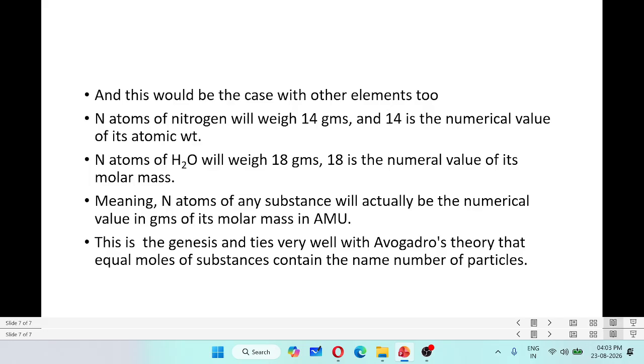Similarly, this would be the case with other elements too. N atoms of nitrogen will weigh 14 grams, and 14 is the numerical value of its atomic weight in AMU. If you take N molecules of water, H2O, that will weigh 18 grams. 18 is the numerical value of its molar mass. So N particles of any substance will weigh, in grams, the numerical value of its molar mass in AMU. So this is the genesis, and it ties very well with Avogadro's theory that equal moles of substances contain the same number of particles.